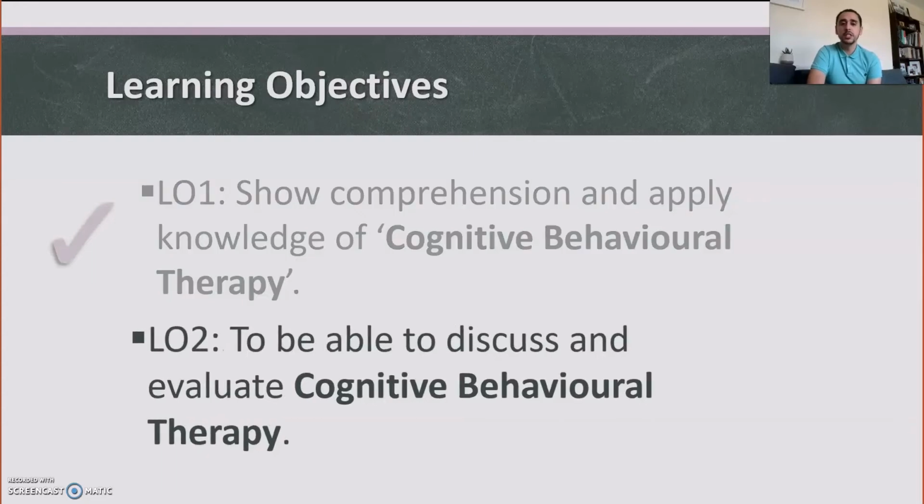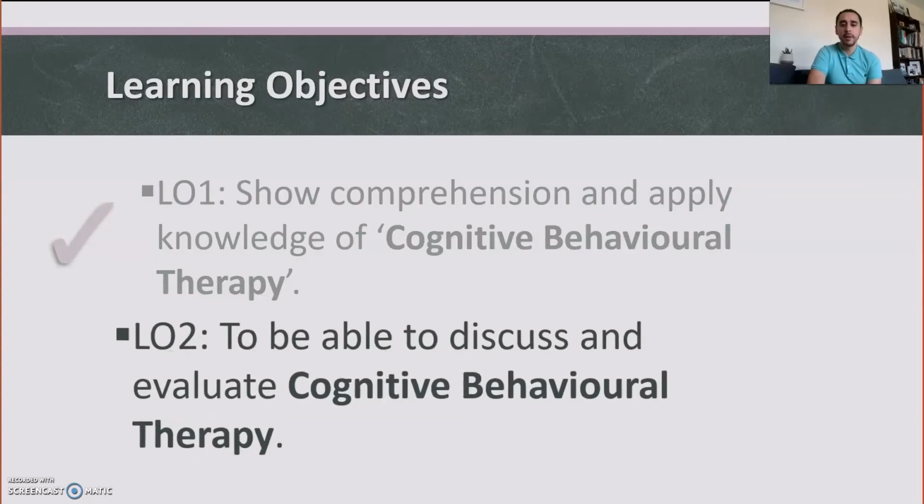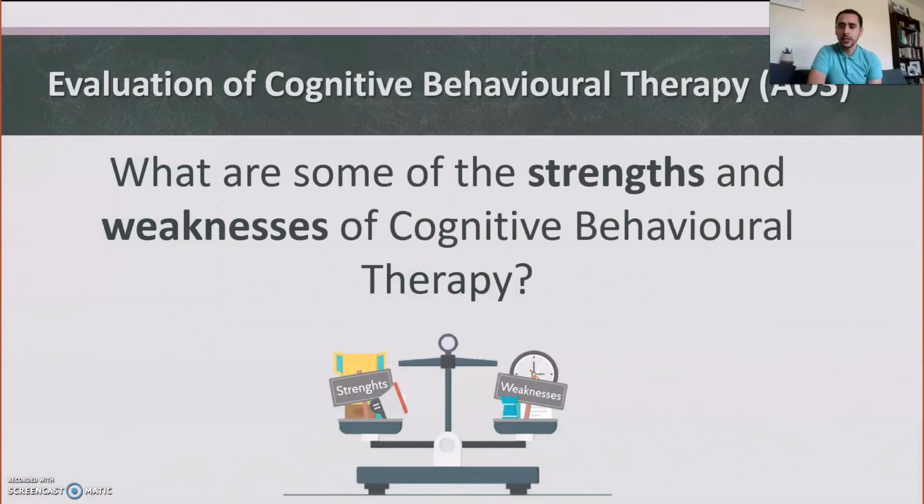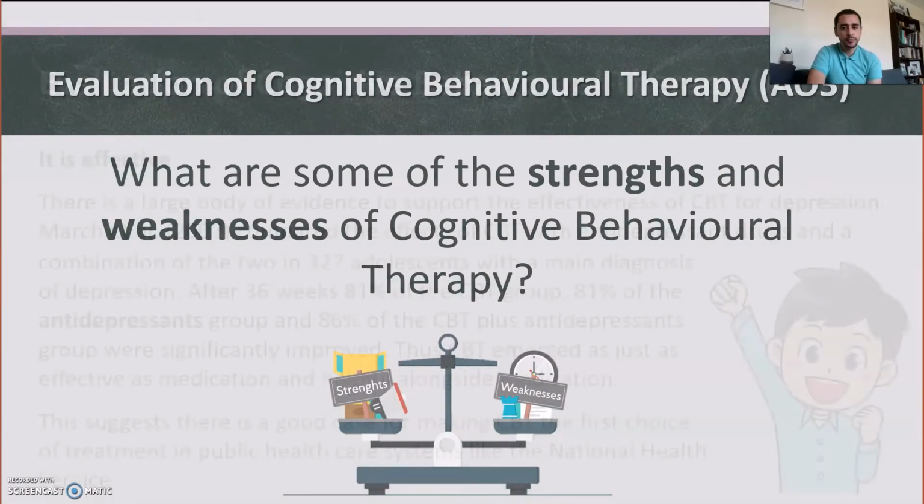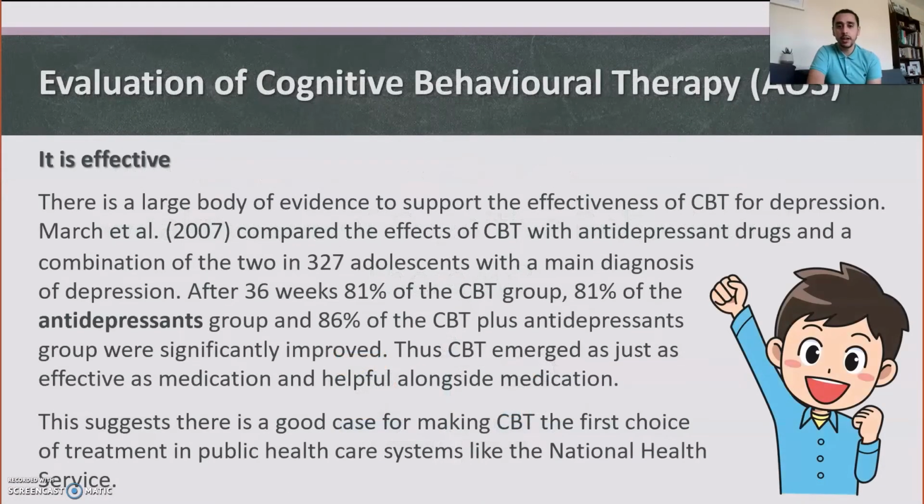Learning objective 2, to be able to discuss and evaluate cognitive behavioural therapy. What are the strengths? What are the limitations of CBT? Right. The strength is it is effective. Okay? There is a large body of evidence to support the effectiveness of CBT for depression.